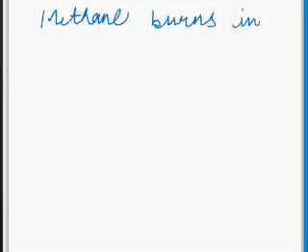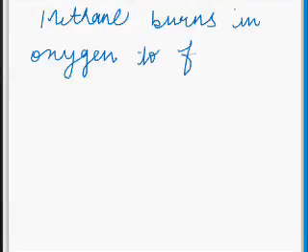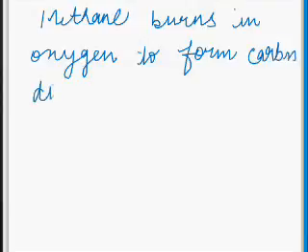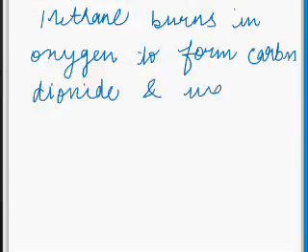Methane burns in oxygen to form carbon dioxide and water. So this is the first example.